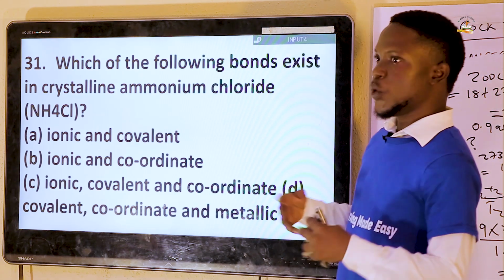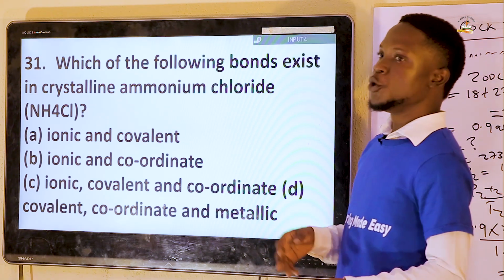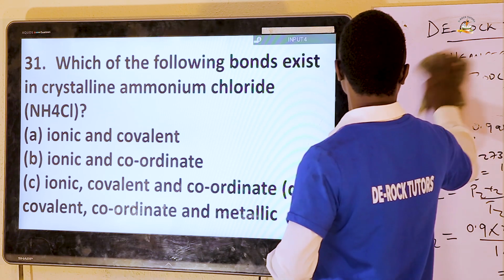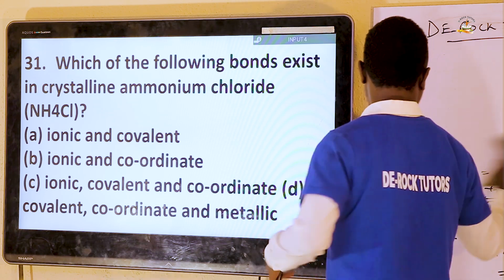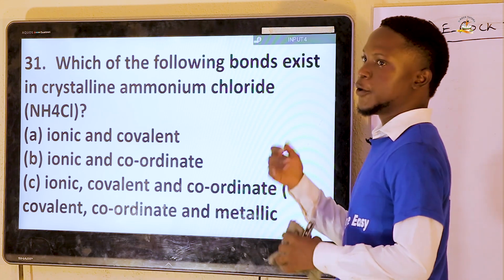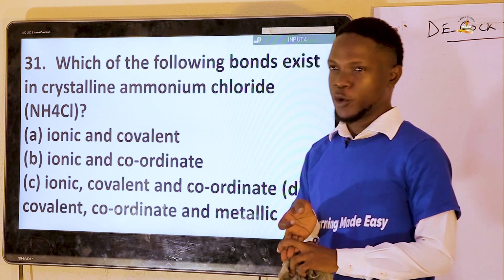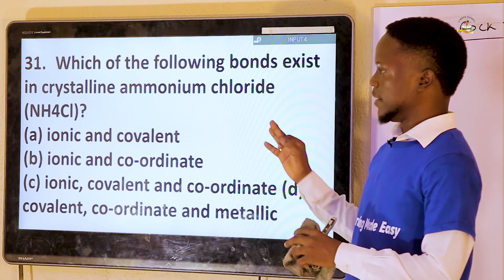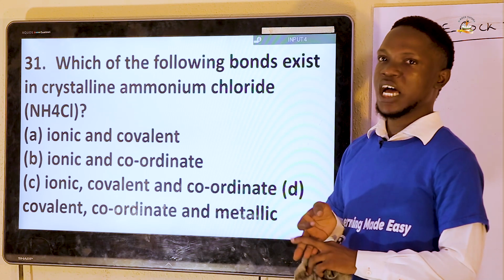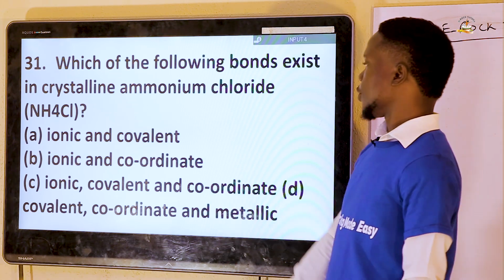31. Which of the following bonds exists in crystalline ammonium chloride? NH4Cl. So NH4Cl has ionic bonds, it has covalent bonds, and it has coordinate bonds. So these three bonds exist in crystalline ammonium chloride. So that's option C, the correct answer.